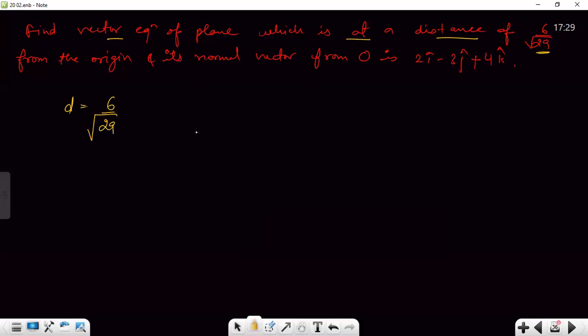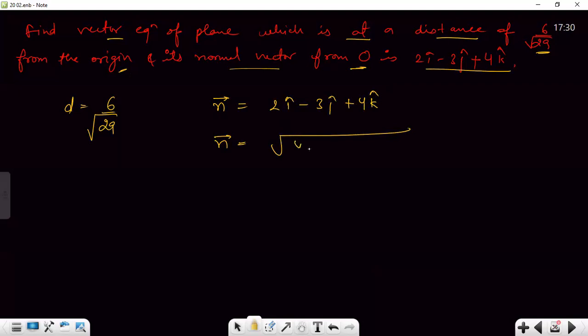Okay, the distance is given from the origin. Its normal vector from the origin is also given. So our normal vector is 2i cap minus 3j cap plus 4k cap. Let's find its magnitude to check whether this is a unit vector or not.